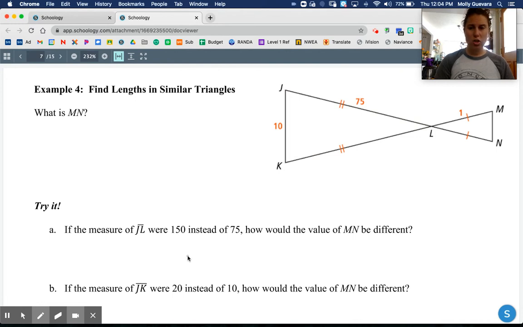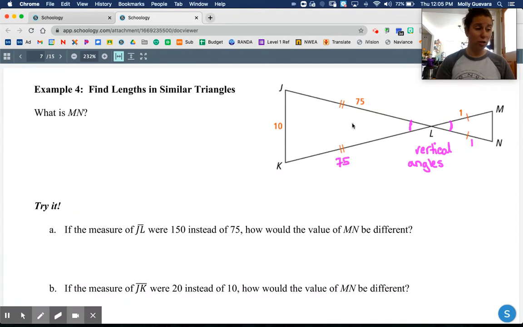Okay, so I'm first curious on what's going on with these triangles. Remember that angle L and angle L are the same because of vertical angles, right? We have to think back to our previous lessons. Vertical angles. And I have these two sides are equal, and these two sides are equal. So isosceles triangle, and then 75 to 1, which means this is also 75 and 1.